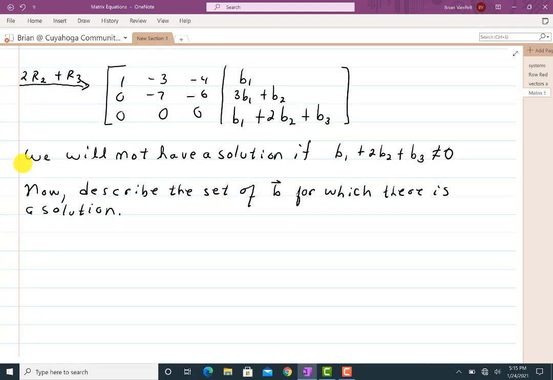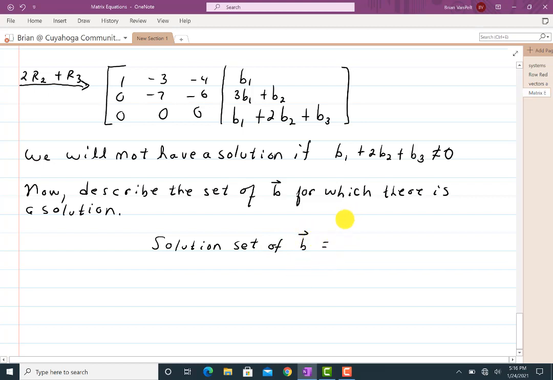So anyways, what is the solution? When do we have a solution? Well, we have solutions for this. We call it S. This will be our solution set, or I'll just write solution set. So the solution set of all those B's looks like this. We'll call it B1, B2, B3, such that B1 plus 2B2 plus B3 equals 0.